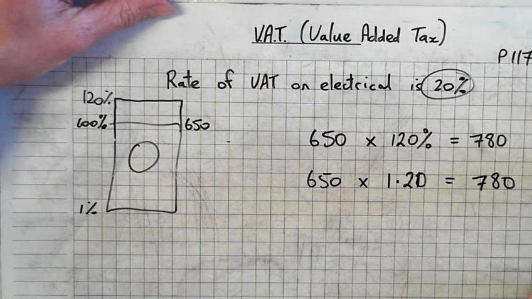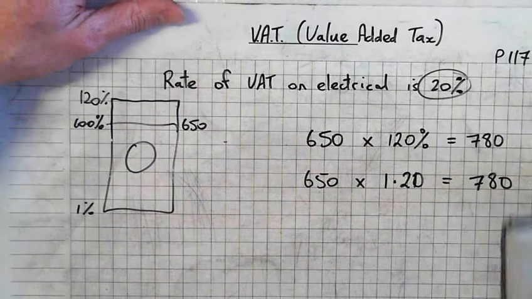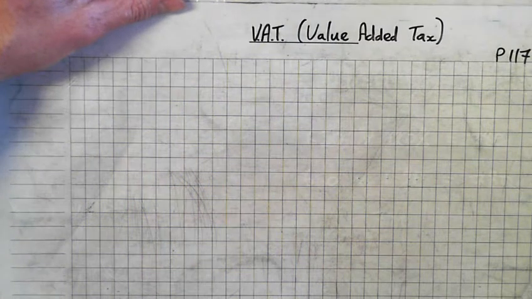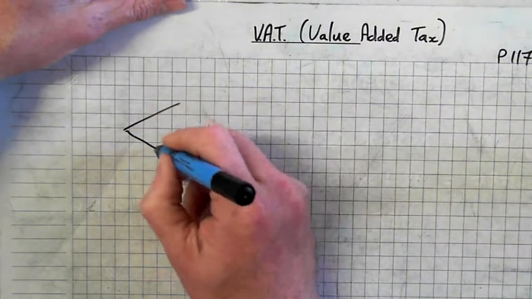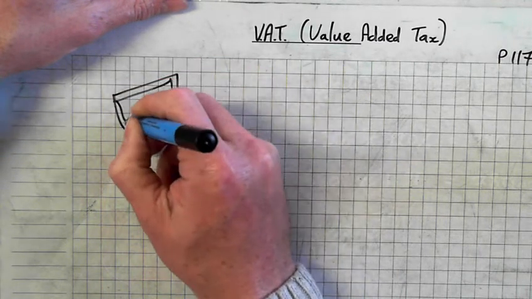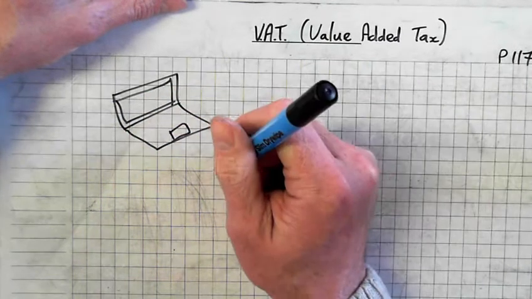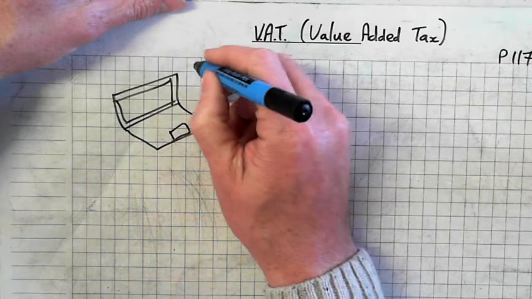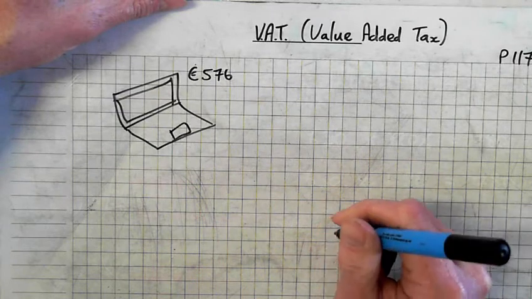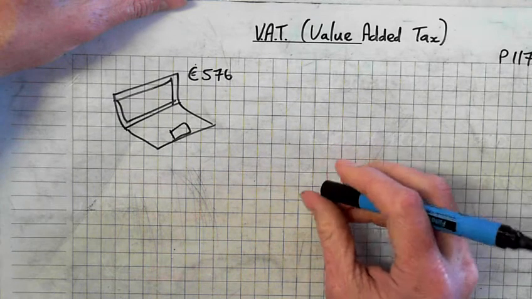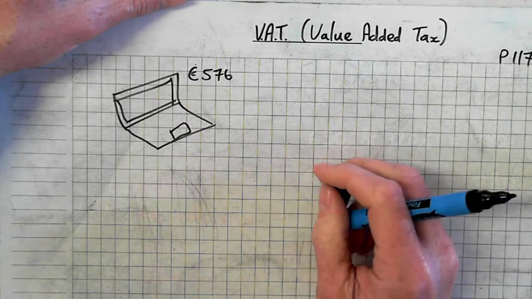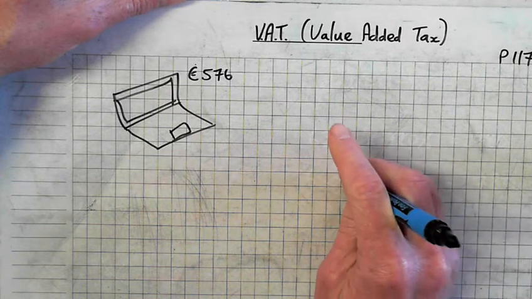Okay? Alright, and we'll look at another example. The other example on page 117. If the selling price of a laptop, just draw a laptop. Okay, so if the selling price of a laptop, including VAT, is €576, find the price of the laptop before VAT is added on.